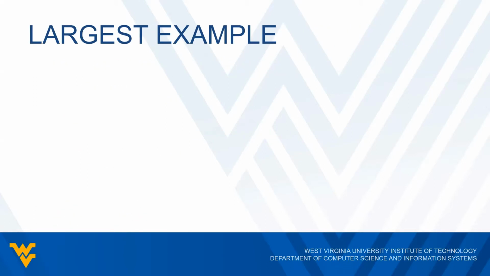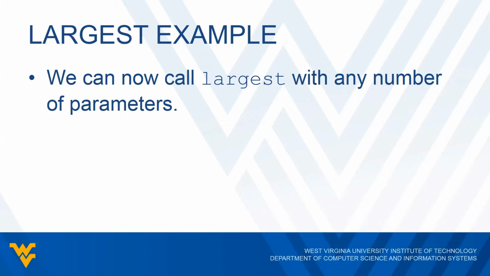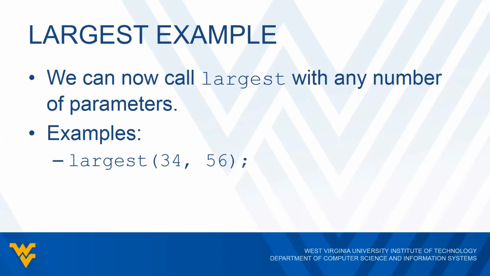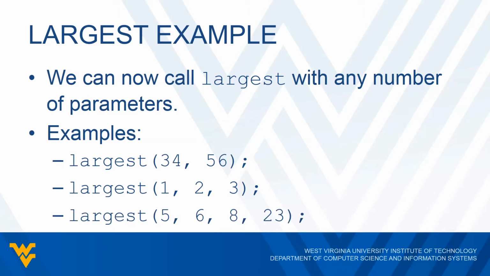So what this does is now we can call largest with any number of parameters and arguments that we want. Here's some different examples of some method calls. I can call largest with 34 and 56. Both of these numbers would be stored in our list when it gets passed. I can do largest with 3 different arguments that get passed to the parameter list. I can do one with 4 arguments. I can put in however many numbers I want in as arguments, and they get passed to the parameter list.